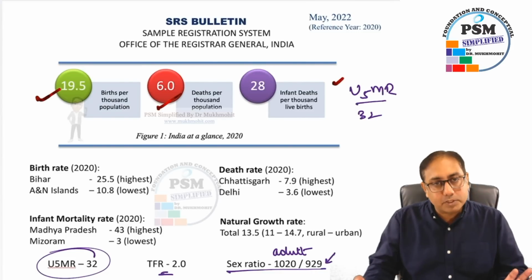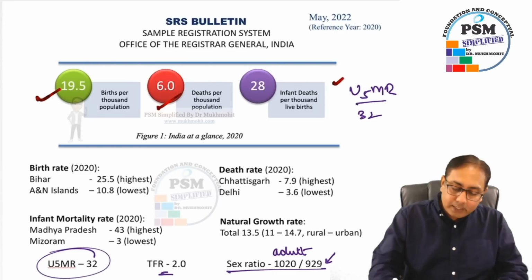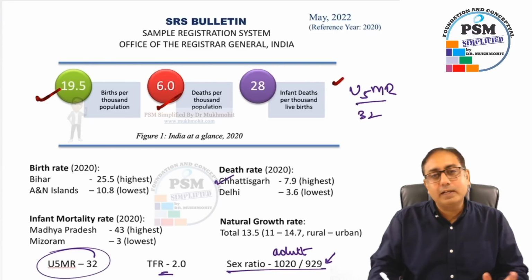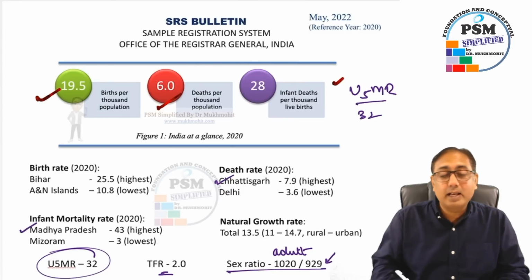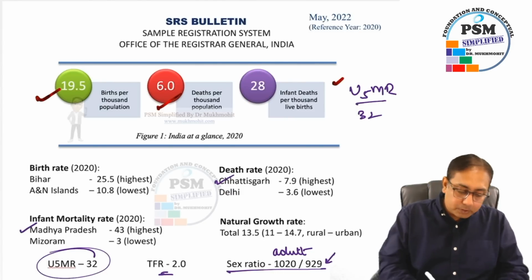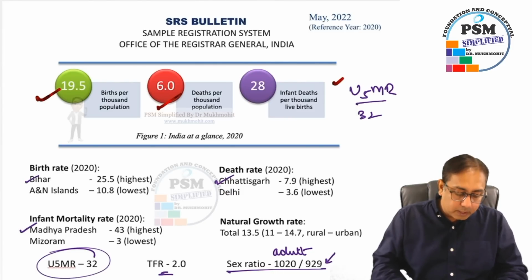That was regarding the numbers. The death rate has been highest in Chhattisgarh, whereas it has been lowest in Delhi. Please note that the infant mortality rate has been highest in Madhya Pradesh, and the birth rate has been highest in the state of Bihar.